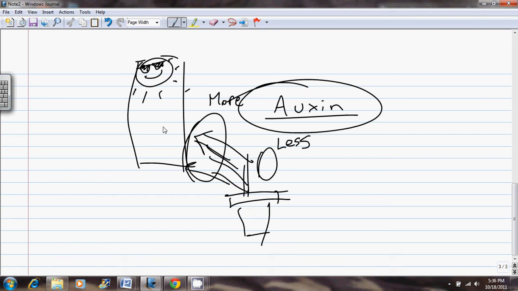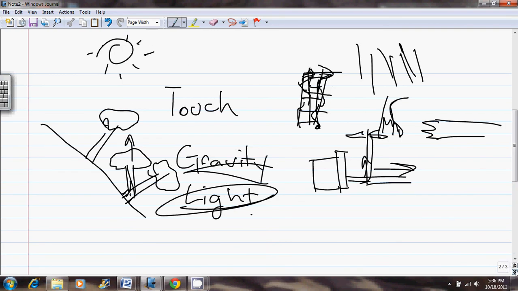Because the auxin actually speeds up the growth rate. So if there's less auxin on this side, because there's less sun, then this side is going to be growing a lot faster, so it's going to start to bow in that direction. And so what this is doing, and what these first two, touch and gravity, are doing, is all being affected by something called hormones.